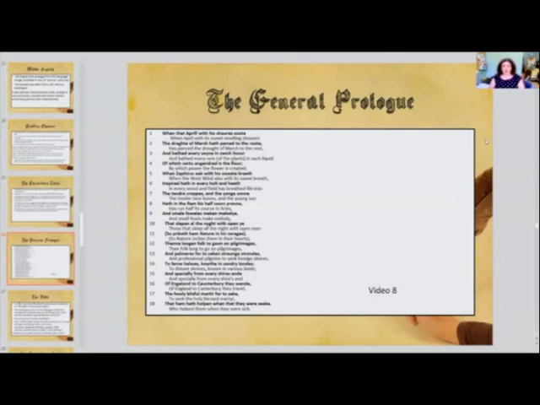And basically translated, those first few lines are: when April with its sweet-smelling showers has pierced the drought of March to the root and bathed every vein of the plants in such liquid, by which power the flower is created, when the west wind also with its sweet breath in every wooded field has breathed life into the tender new leaves, and the young sun has run its course, is half in Aries, and small fowls make melodies, those that sleep all night with open eyes, so nature incites them in their hearts, so folk long to go on pilgrimages. So basically, what they're saying is that it's spring, so people want to go on trips. And the only way to go on trips at the time, they didn't have vacations, you went on a religious pilgrimage. So it's nice out, let's hit the road.